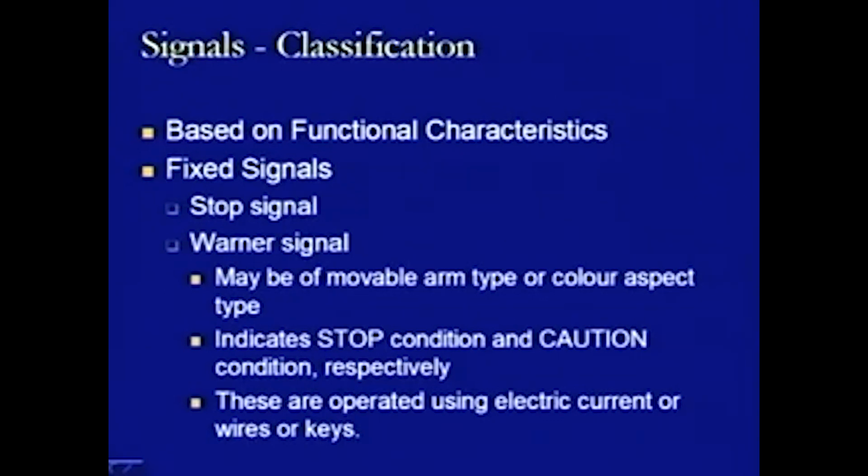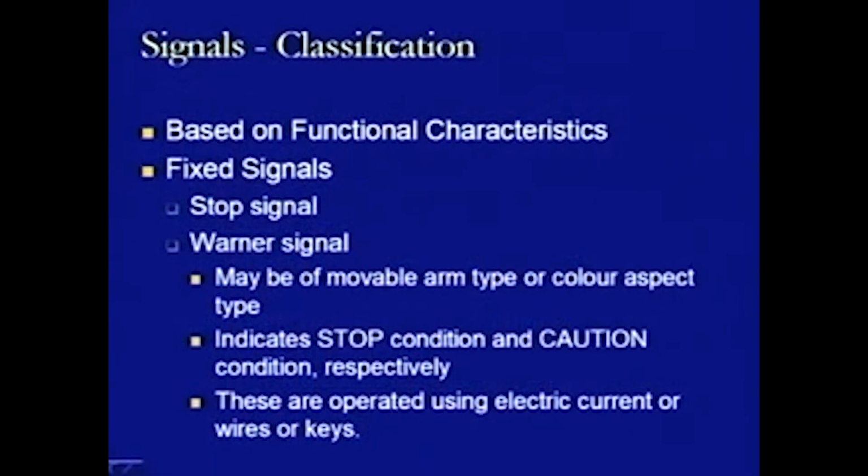Therefore, this indicates the stop condition or the caution condition respectively, as already told, and these are operated using electric current or wires or keys. So, these are the things used to operate these two types of signals, in the movable arm condition or in the color aspect condition. In the color aspect, generally electric current is used, whereas in the movable arm condition, wires and keys are used to move those arms.